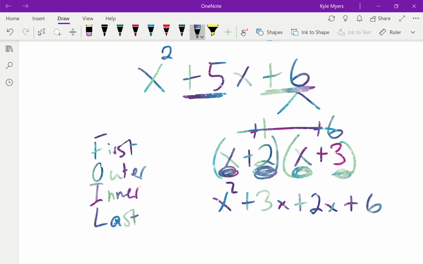So first, outer, inner, last: you multiply the first things, the outer things, the inner things, and the last things. And then we can put 3x and 2x together to get x squared plus 5x plus 6. And there you go. It works. And that's it for today, y'all.